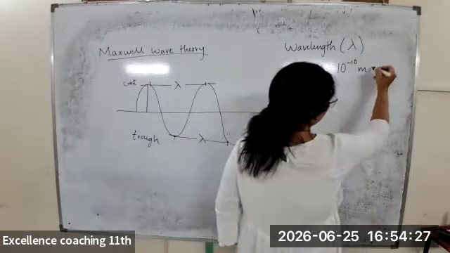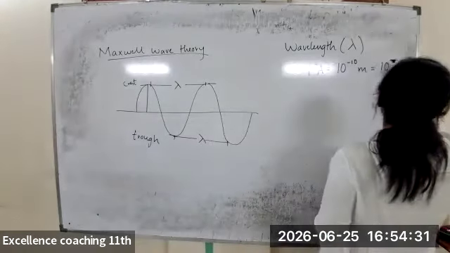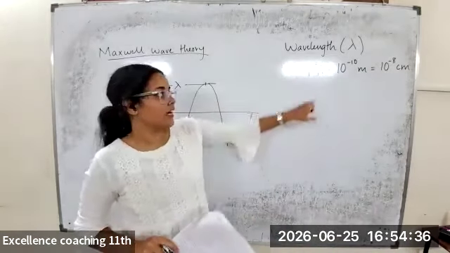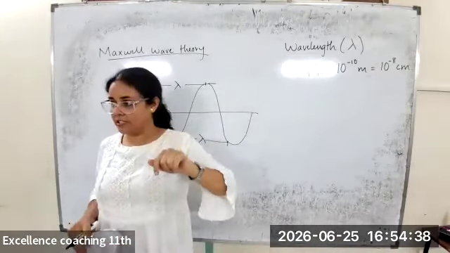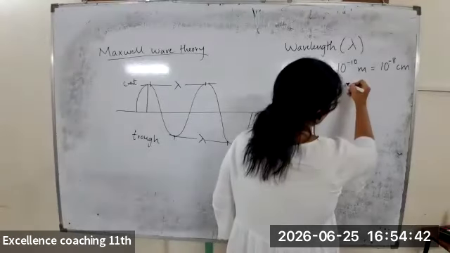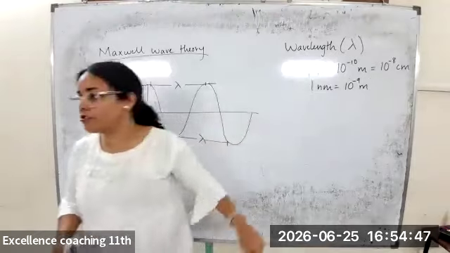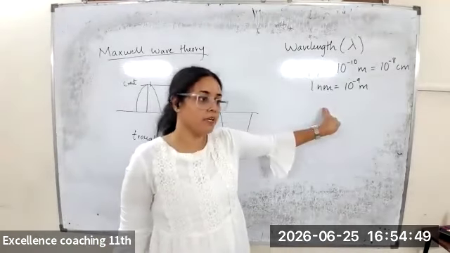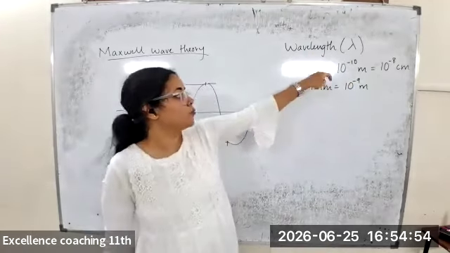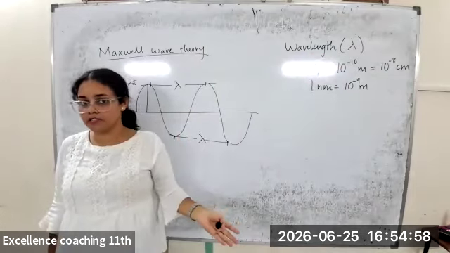If I want to write in terms of centimeters, then 10 raised to minus 8 centimeters. We can also write wavelength in terms of nanometers. So 1 nanometer will be equal to 10 raised to minus 9 meters, and so on. We can also write in terms of centimeters, but mostly preferred are meters and nanometers. And if something is given in angstrom, then we have to convert it in terms of meters.